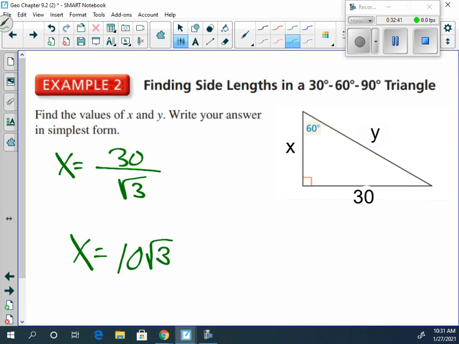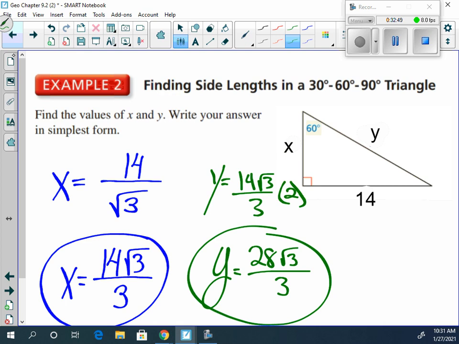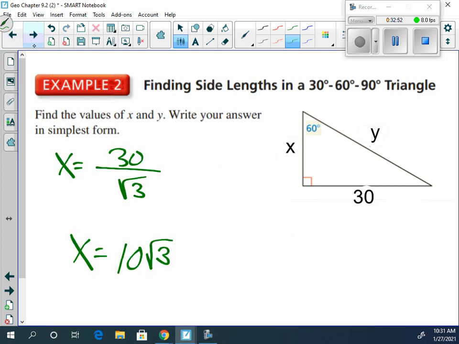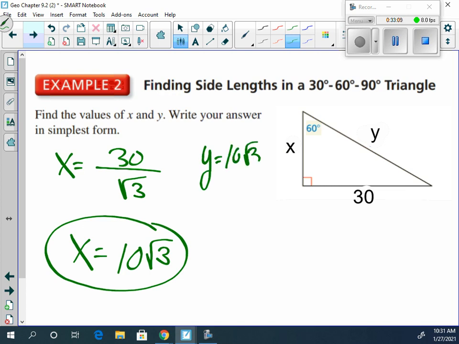Oh, is 30 divisible by 3? Yeah. The reason we didn't have a fraction last time is what? Well, is 14 divisible by 3? No. So we have 14 over 3. Here, we could have had 30 over 3, but 30 divided by 3 is 10. So it does simplify. And to find the hypotenuse, we're going to take 10 square root of 3 and multiply it by 2. And you get 20 square root of 3.